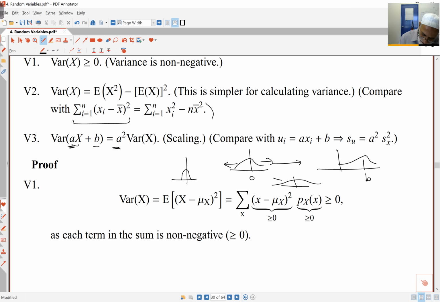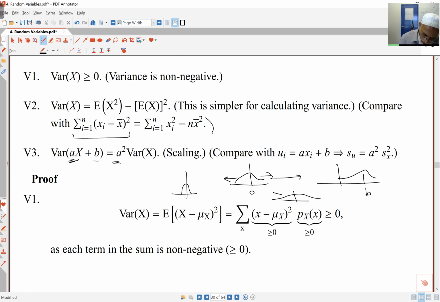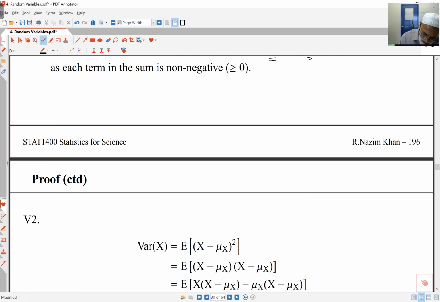This part here, variance of x, as I say, is bigger than or equal to 0. If I look at how the variance of x is calculated, it's x minus mu x squared times the probabilities, and I'm going to add them all up. This is a square term there, that's bigger than or equal to 0. These are probabilities, they're also bigger than or equal to 0. Every term in this sum is bigger than or equal to 0, so the whole sum is bigger than or equal to 0. That's very simple to understand.